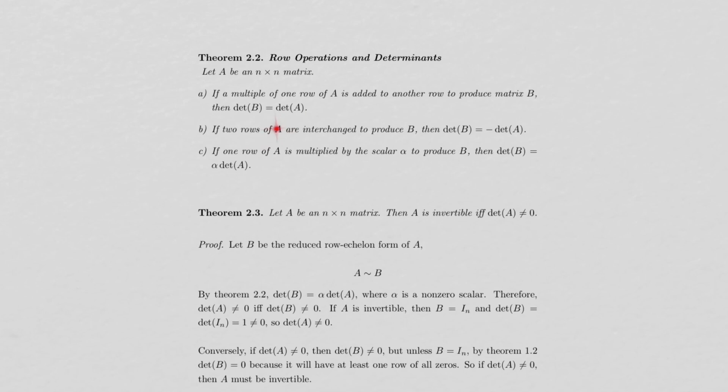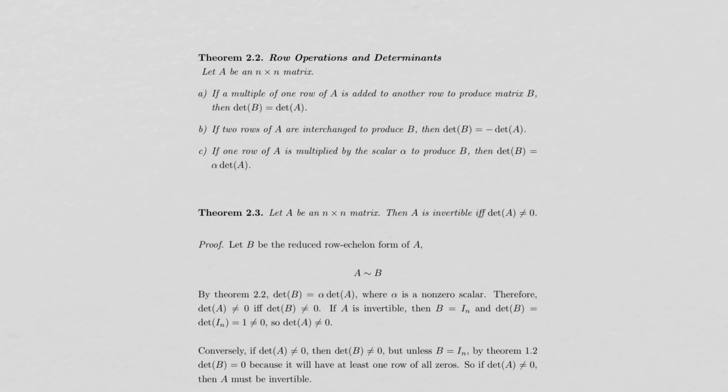If we swap two rows of A to produce a matrix B, then the determinant of B is equal to the opposite of the determinant of A. And if we were to do this twice, well then obviously two negatives gives us a positive, so we would get back to just the determinant of A. If I do the row operation of multiplying a row by a scalar, alpha, to produce B, the determinant of B is equal to that scalar alpha times the determinant of A.